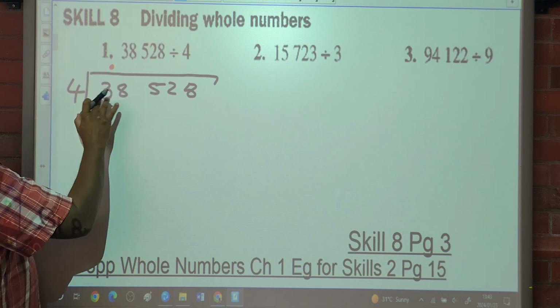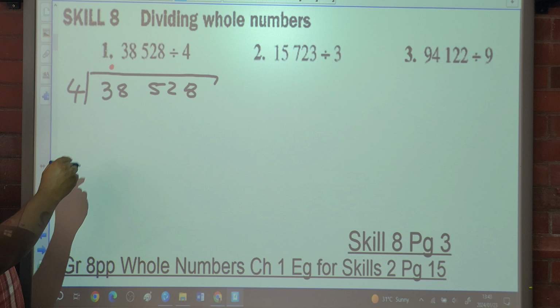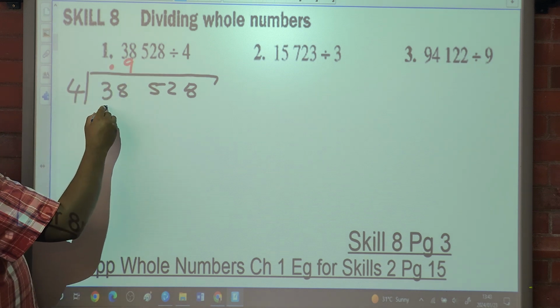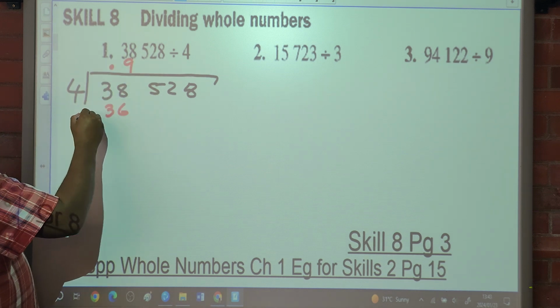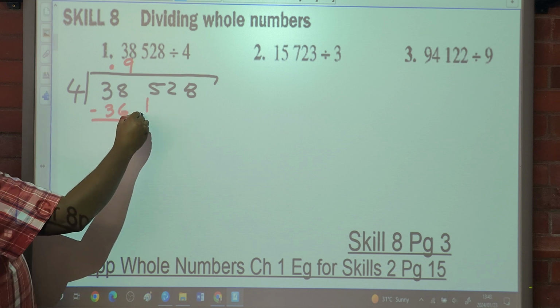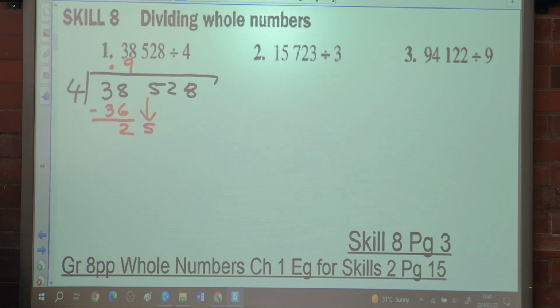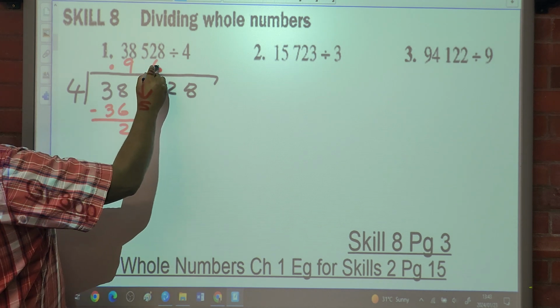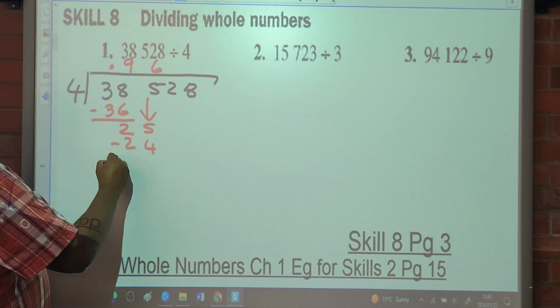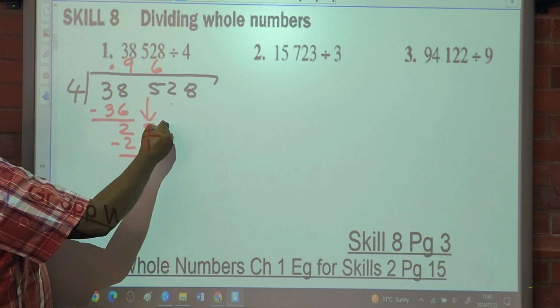Okay. 4 goes into 38 how many times? 9 times. 9 times 4 is 36. Subtract, I get 2. You carry down? 4 goes into 25 how many times? 6 times. 6 times 4? 24. Subtract, I get? Carry down?